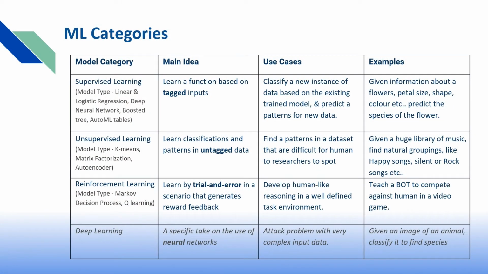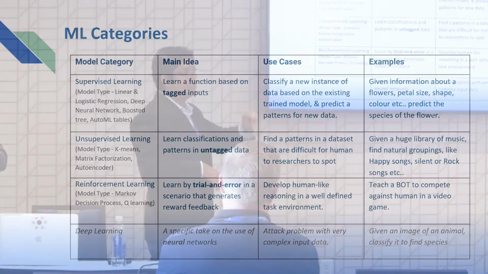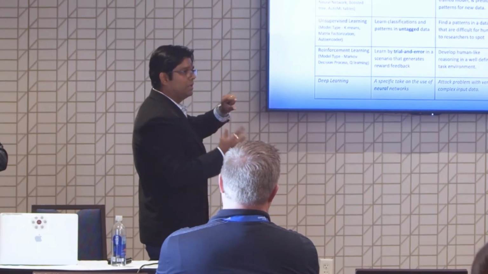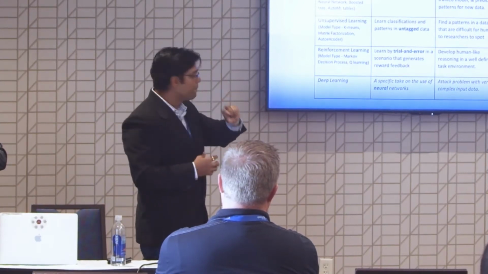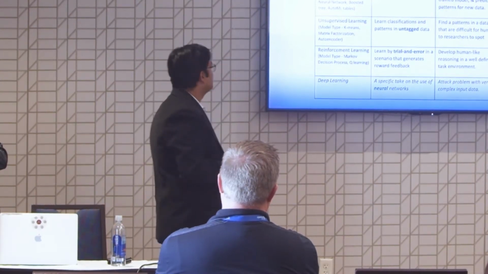Unsupervised learning is something where you don't have to tag the data. This is again important. What it does is it goes with the patterns. You have different patterns, and based on the patterns, it uses algorithms to find out the classification of that.